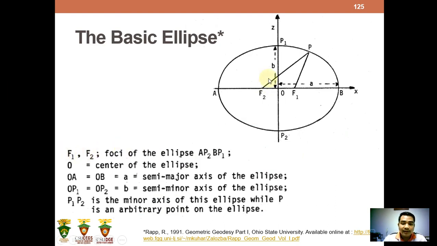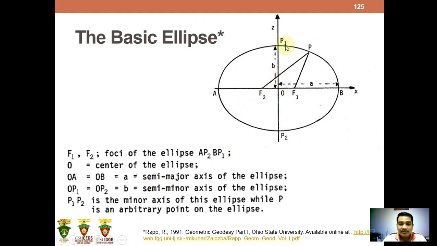F1 and F2 are the foci, which we discussed in part 1. And point O is the center of the ellipse, or the origin. O to A is the semi-major axis, or O to B. And O to P1, and O to P2 are the semi-minor axes of the ellipse.